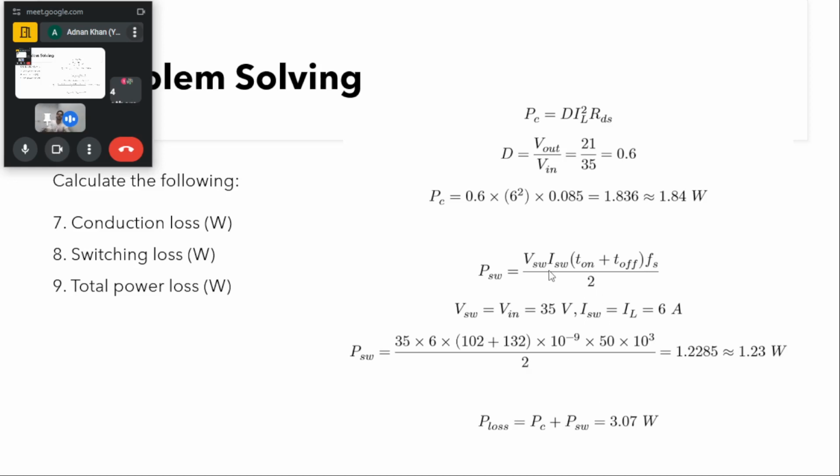And also the assumption given in the question itself is that we have to take the switching current equal to the average inductor current, that is equal to 6 amps. And we had calculated the turn on and turn off time in the previous question, and if we put that value here, we have 35 into 6, into 102 plus 132 nanoseconds.